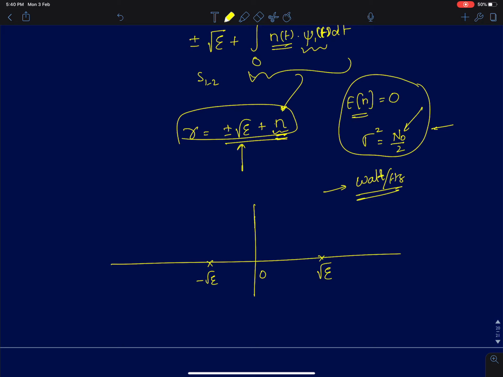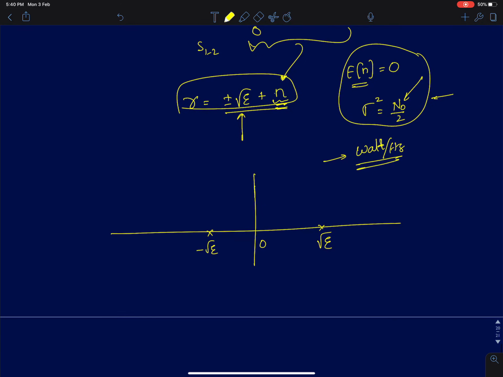Now, one of the simplest ways the receiver can work is as a threshold detector. It will just say, okay, if my signal is greater than 0, I'll assume S1 is transmitted. If it is less than 0, then I'll say S2 is transmitted. But the problem is, this is also accompanied by noise. There is root E plus N, minus root E plus N. Then you can't exactly say what you have received. You can only say with a certain probability, because N is a random variable.